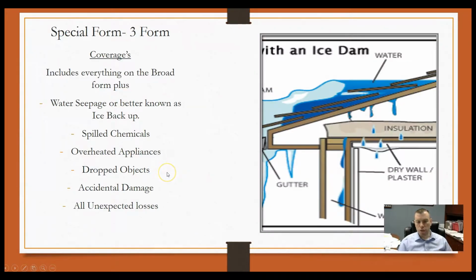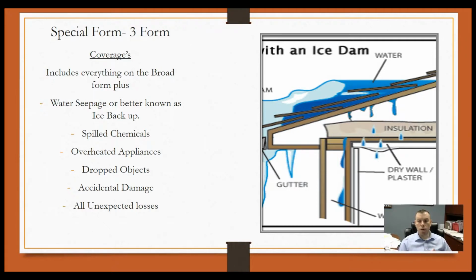When you get into the special form, and a special form is what we probably see 99.9% of the time on a homeowner's policy. Primary homeowner's policy includes everything that we just went over on the broad form. But one of the major coverages that's not included on those, but it is on this, is the water seepage, or better known as ice backup.